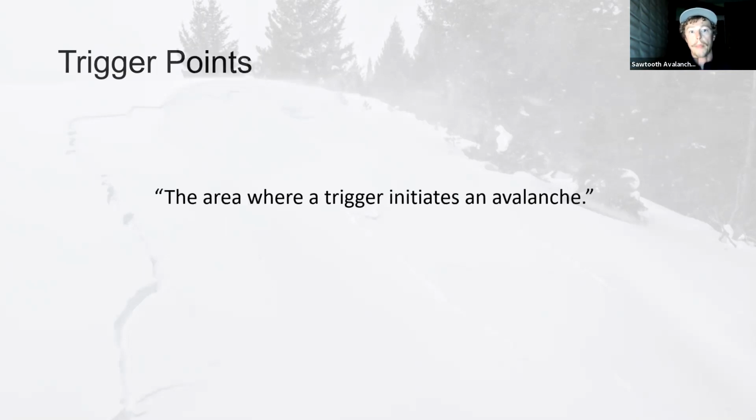So, trigger points. The basic definition of a trigger point is just the area where a trigger initiates an avalanche. And as I mentioned earlier, that trigger can be us. That's what we're primarily concerned with. But it could also be a natural trigger, like a cornice fall, or just overburden from a lot of wind loading onto a steep wind loaded slope. It could be literally an elk crossing an avalanche path. There are a number of things that could serve as triggers.